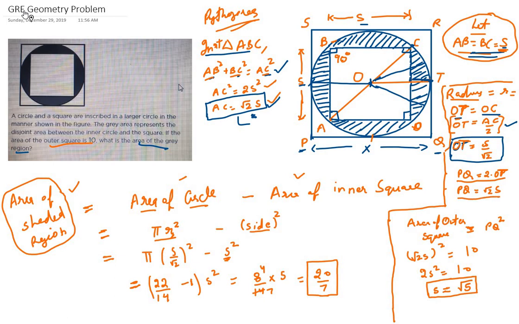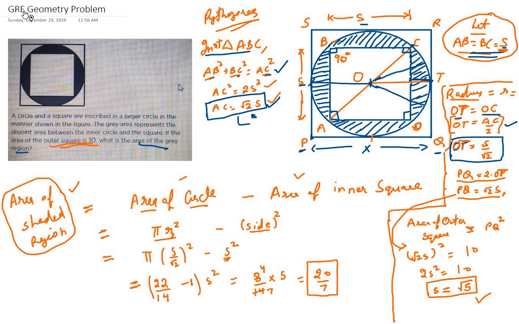Now we are given that the area of the outer square is 10. Our goal is to find the value of S. So the area of the outer square will be the square of the side, PQ square, right? And PQ is under root 2 S. We put the same over here, and we are able to find the value of S to be under root 5. Now coming back to the main problem of finding the area of the shaded region.